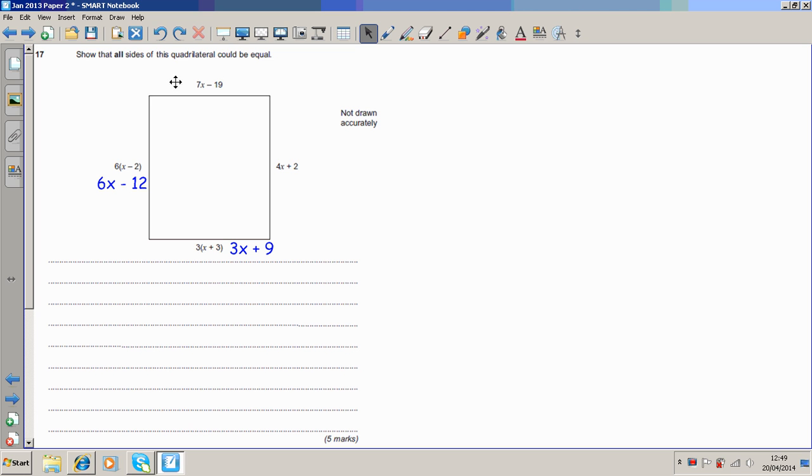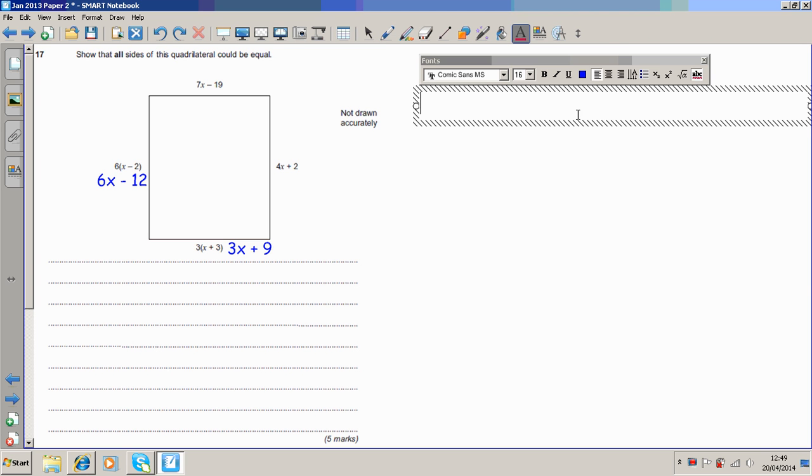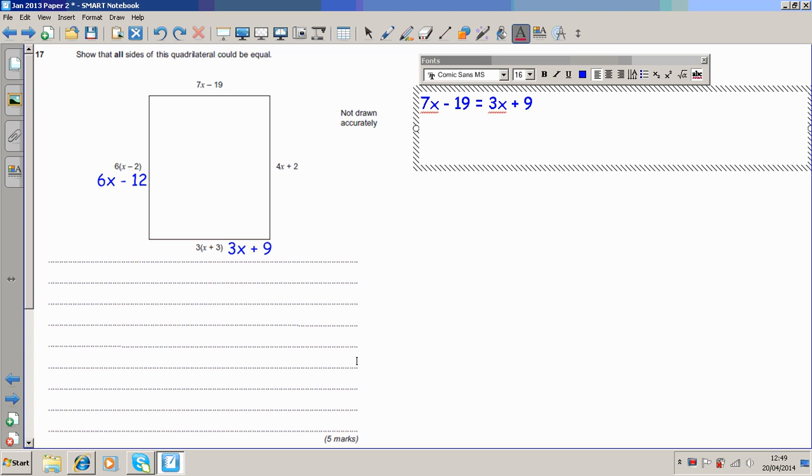Number 17. Show that all sides of this quadrilateral could be equal. Okay, so to get me going on this one, the first thing I've done is I've expanded my brackets out. So I've made that 6x minus 12, I've made that 3x plus 9. Now we've got two equations here we can solve, and you can do either one, but because the lengths are equal, I've got 7x minus 19 is equal to 3x plus 9. Equally I could have used 6x minus 12 equals 4x plus 2. Whatever tickles your fancy really.